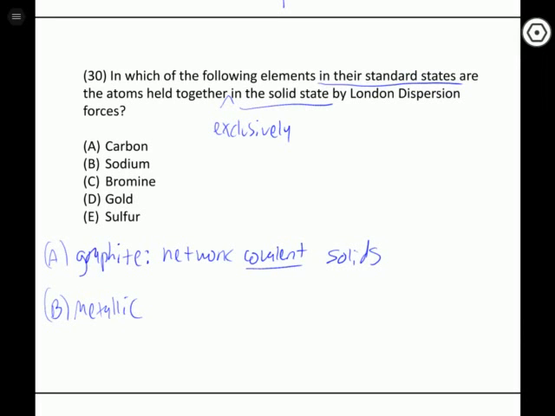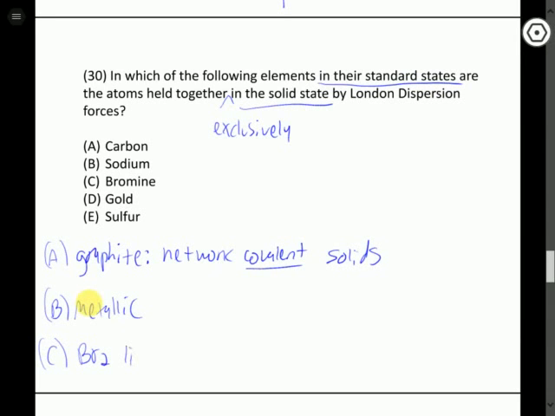And then choice C, so the standard state of bromine is Br2. So this is a compound that would only exhibit London dispersion forces. However, the standard state for Br2 is what phase of matter? I've heard a lot of gas. It's liquid, thank you. Okay, so it is a liquid. Br2 is one of the only two elements that's a liquid, Br2 and mercury. So Br2 is a liquid under standard state, so it's not going to be held together in the solid state by London dispersion forces. It is held together in the liquid state, so the key to that one was remembering our standard states.